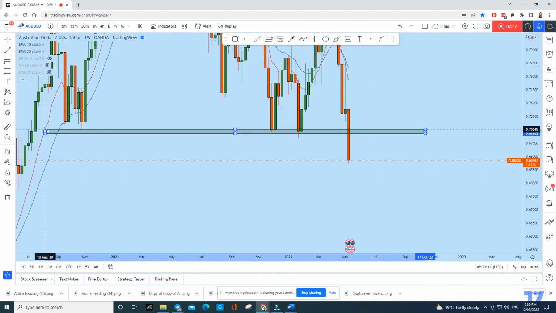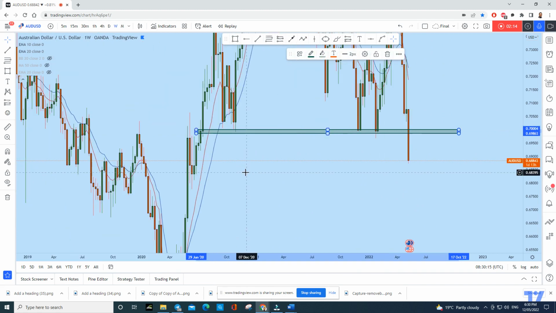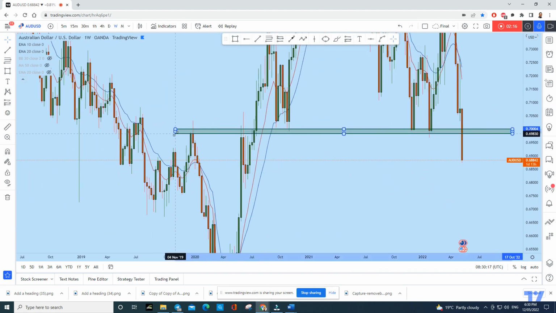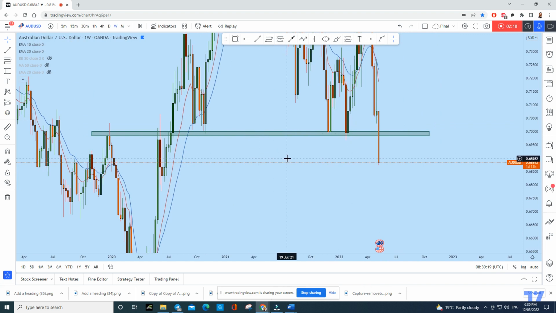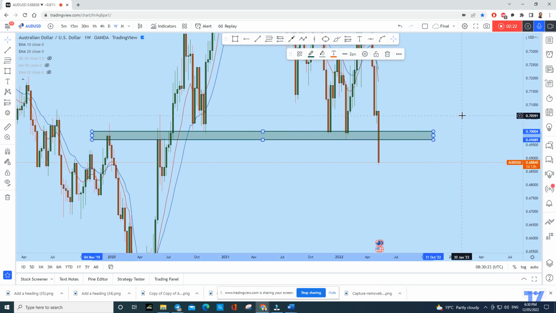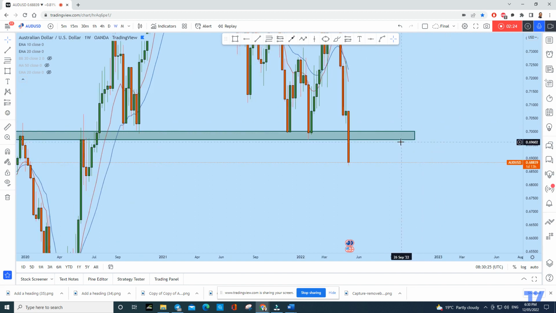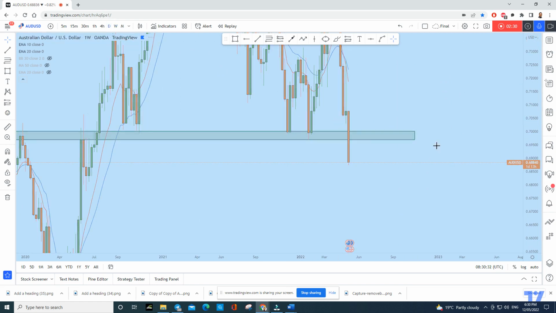If we extend this level of support, you see that this is a very significant level of support on Aussie dollar from a very long period of time. This support has been broken completely. Let's draw this one here to see how this is doing. So weekly, monthly is aligning both for the bearish move. Now let's go to the daily time frame.